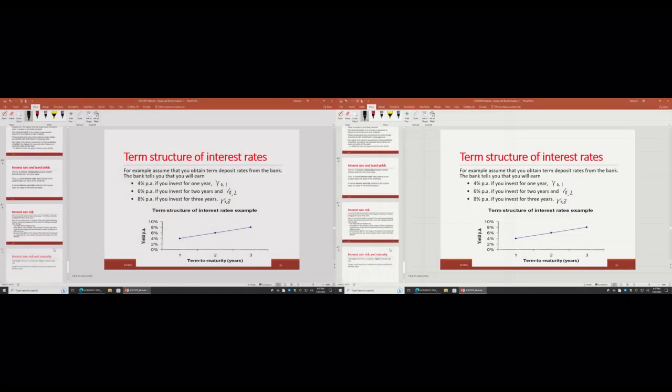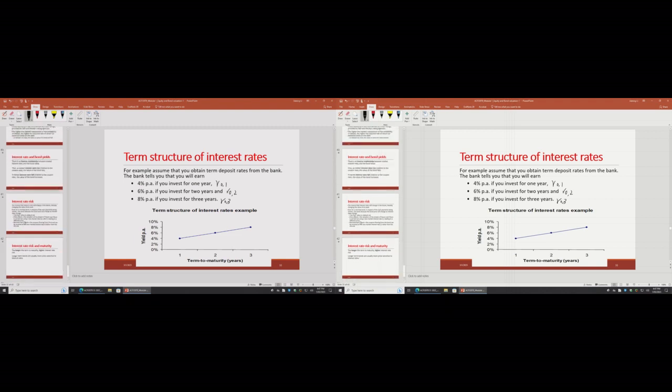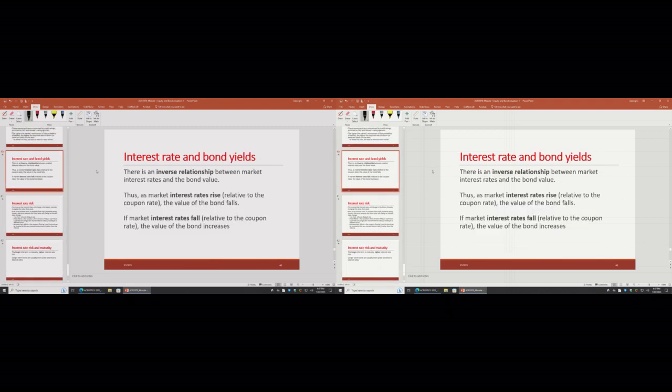There's another point I want to highlight, which is the relationship between interest rate and bond value. Think about how we price a bond. Usually the yield or interest rate is in the denominator, right? A higher return means that you will pay less, so the price will be lower. The lower you pay, the higher the return you receive. So there is an inverse relationship between the market interest rate and the bond value.